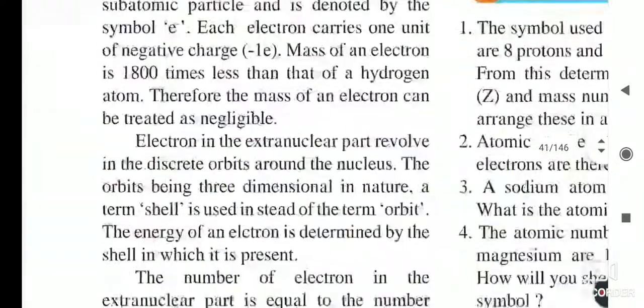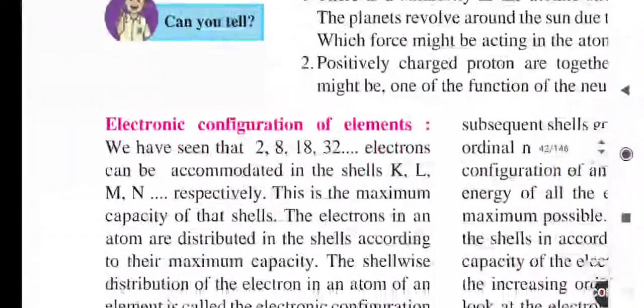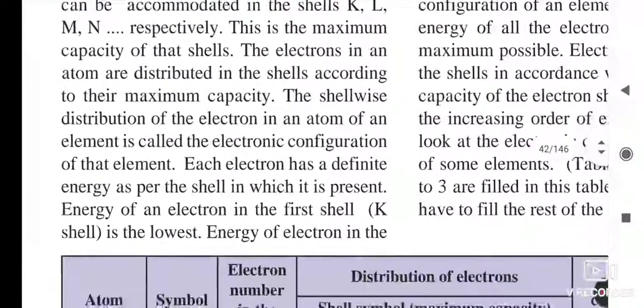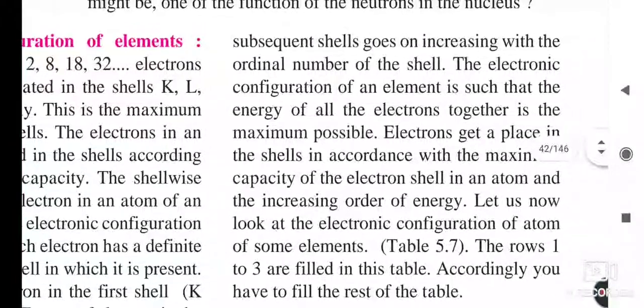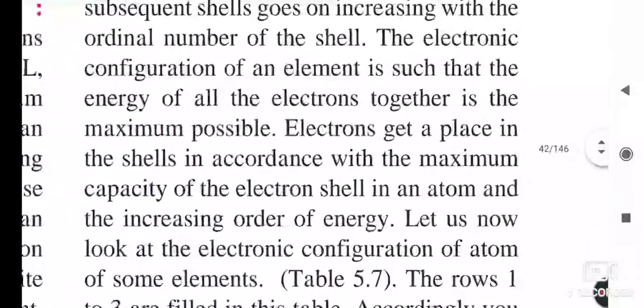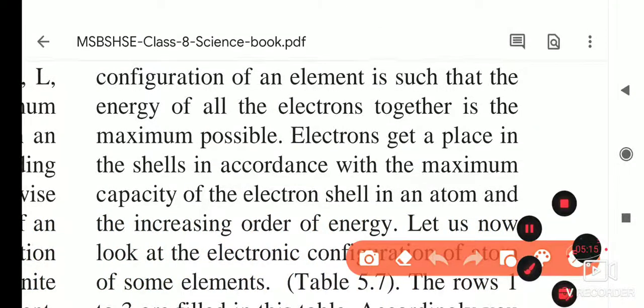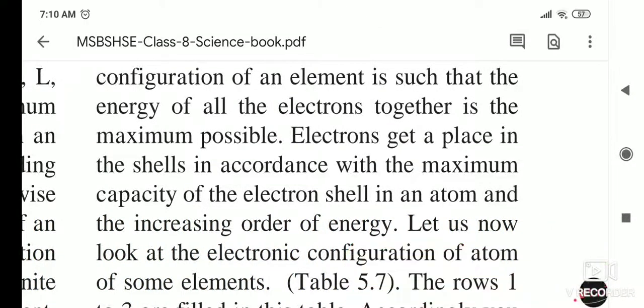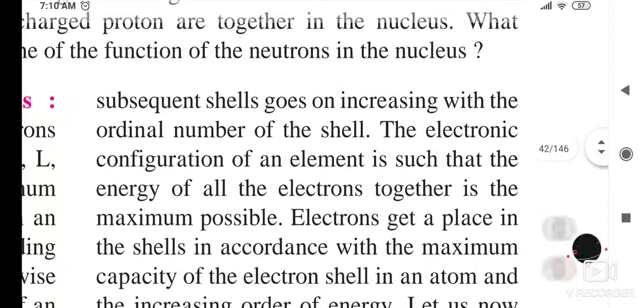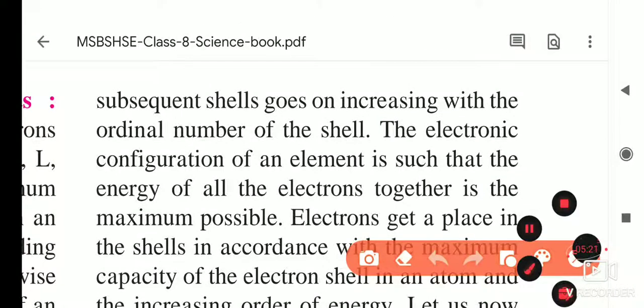So in this way, next point: the energy of an electron in the K shell is lowest. The energy of electrons in subsequent shells goes on increasing with the ordinal number of the shell. What did I tell you? Ordinal number means which orbit it is, at which place its orbit is; the energy depends on it.